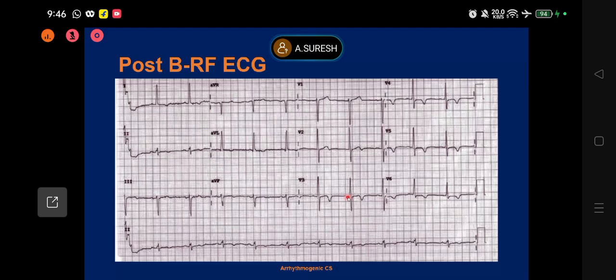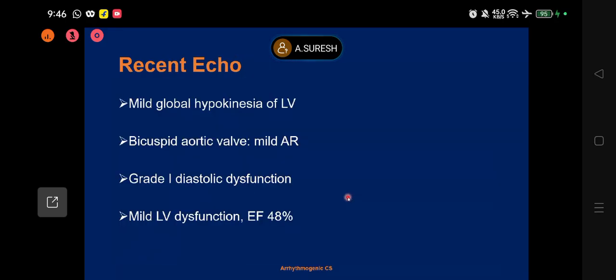Almost 7 years post-procedure, he is doing well and totally asymptomatic, and he has mild LV dysfunction post-procedure. Even till this day, his ejection fraction is 48% and he is totally asymptomatic.